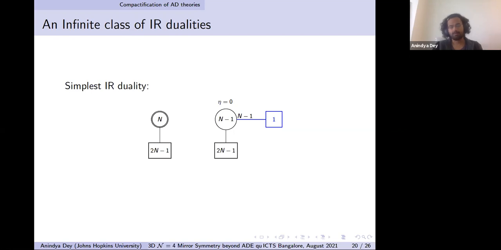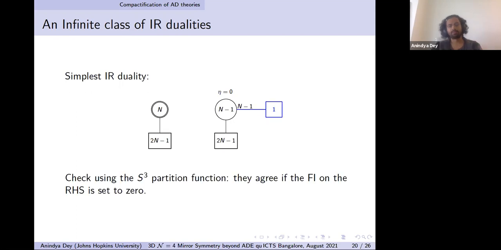And for the n equals 2 case, you can even write down a type 2B description, and everything is fine. So this is just a generalization of that for arbitrary n. You can, for example, check this using the S3 partition function, and they agree. The two sides agree if the FI parameter on the RHS is set to 0, as we have here.